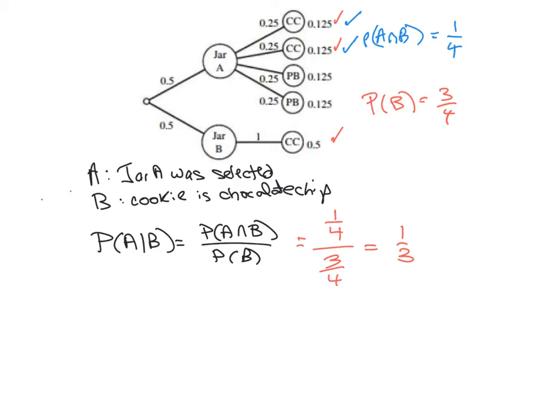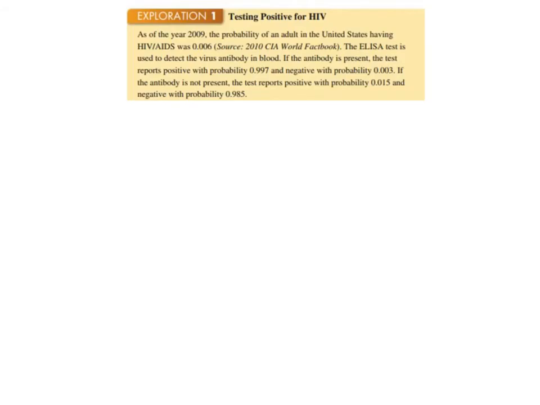So this is a very useful technique for finding conditional probabilities. We'll now apply conditional probabilities in an interesting case which is somewhat topical, but it's about HIV instead of coronavirus. But you can easily imagine it being about coronavirus. Here's some information as of the year 2009. Turns out the probability of an adult in the United States having HIV/AIDS was about 0.006, or about 0.6%.